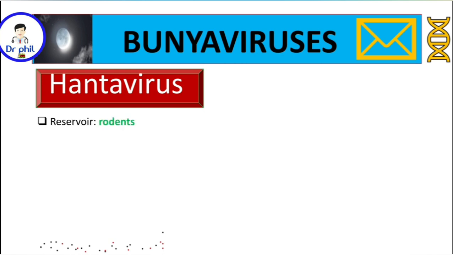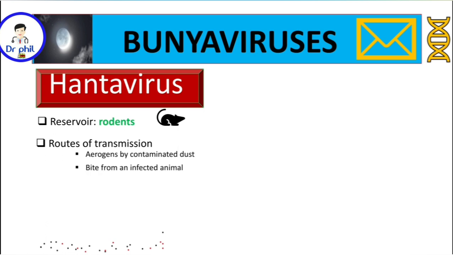Its reservoir are rodents, and route of transmission is through aerosols by contaminated dust, right? So if the dust or any environment is contaminated by the urine or stools of the rodents, we might get it that way. And also a bite from an infected animal can aid the transmission of the virus, right?